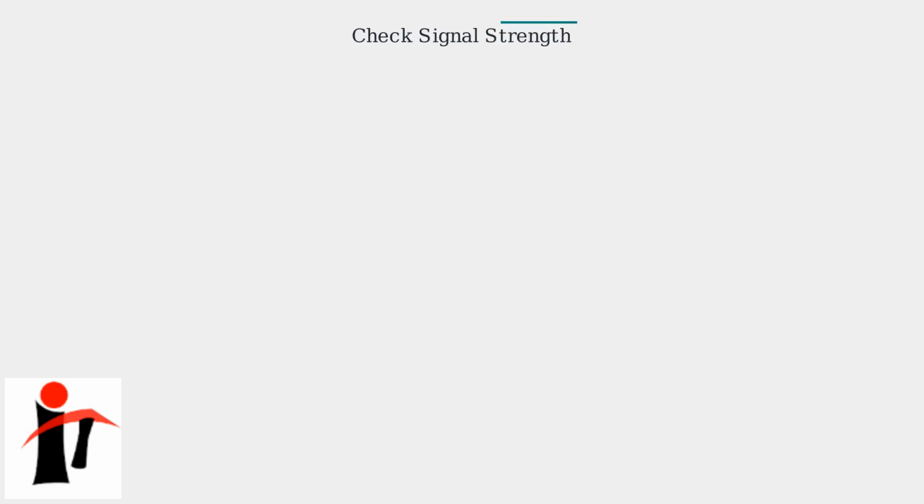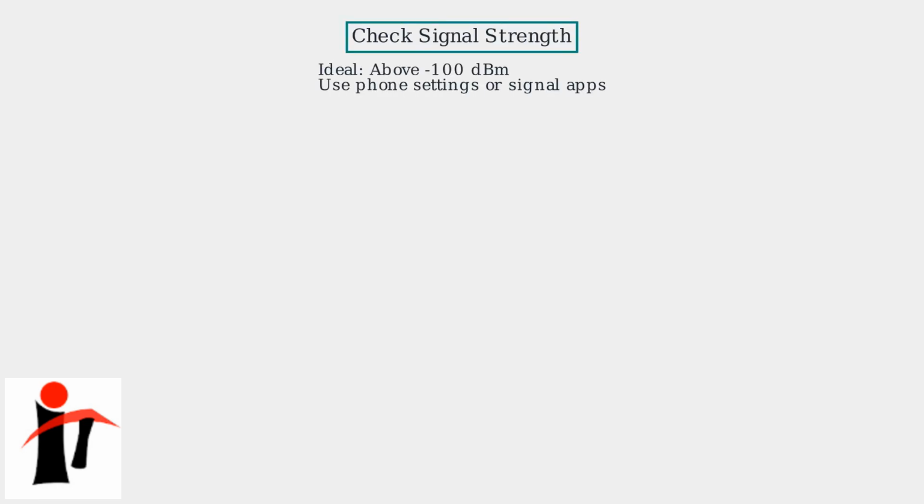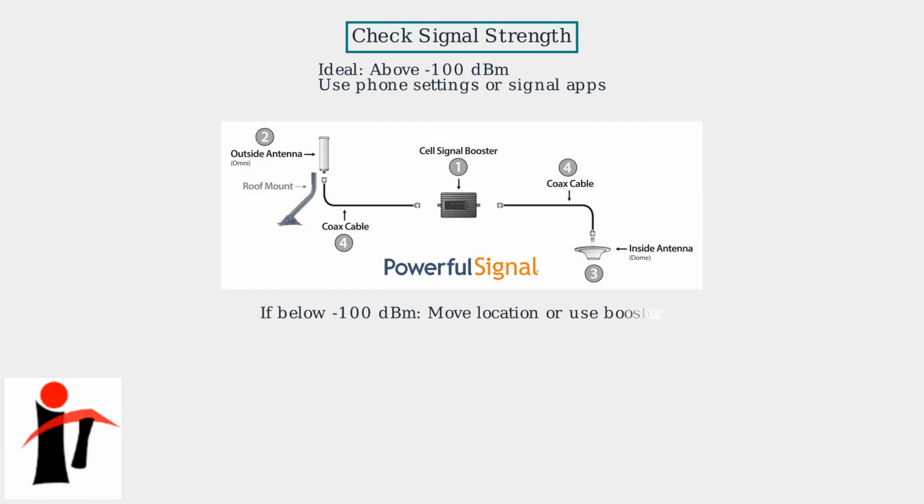To improve your Tesco Mobile data connection, start by checking your signal strength. You want it above -100 dBm for reliable data. Use your phone's settings or a signal app to monitor this. If your signal is consistently below -100 dBm, move to a higher location, away from obstructions, or consider a signal booster for better reception. Next, address band locking.